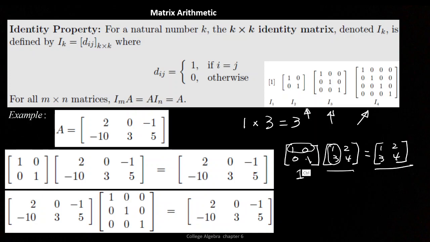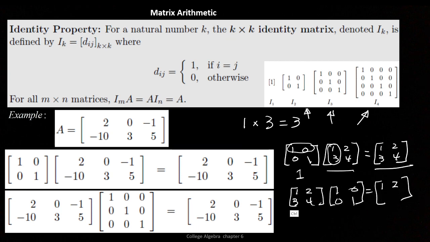Now, since it's a square, it also works if you put it on the right side. If you multiply it this way, 1, 2, 3, 4, what do you get? Well, 1 times 1 is 1. 2 times 0 is 0, so that's 1. 1 times 0 is 0. 2 times 1 is 2. 3 times 1 is 3. 4 times 0 is 0. And then 3 times 0 is 0. 4 times 1 is 4. So you get the same thing. So I times A equals A times I, equals A in general.